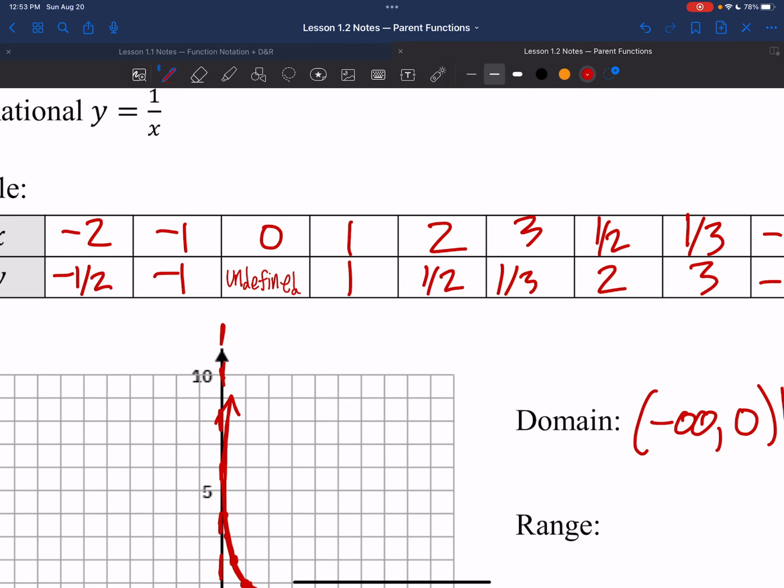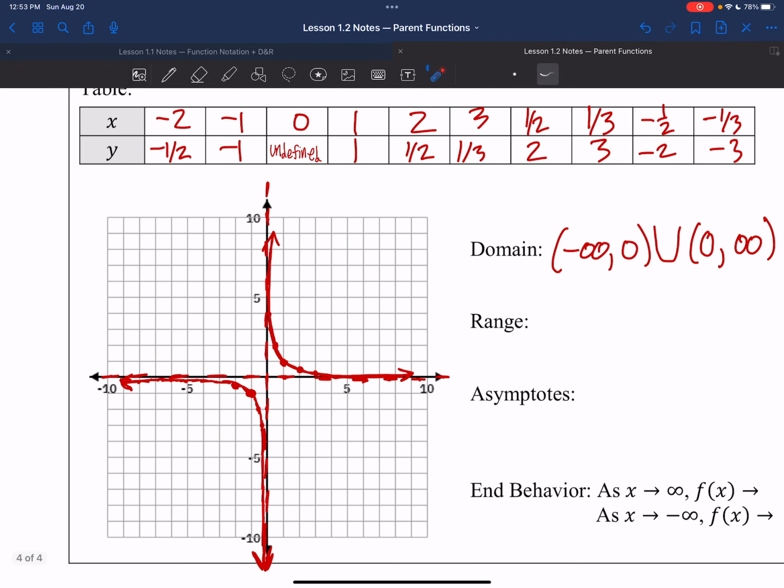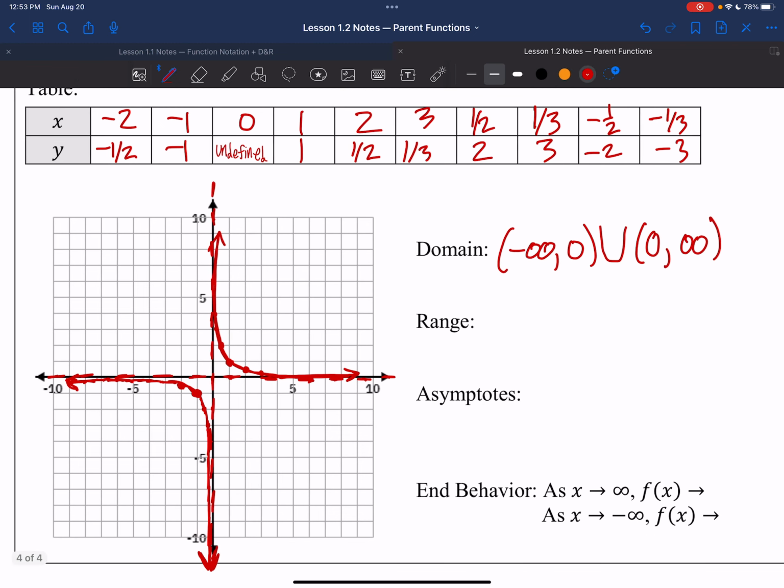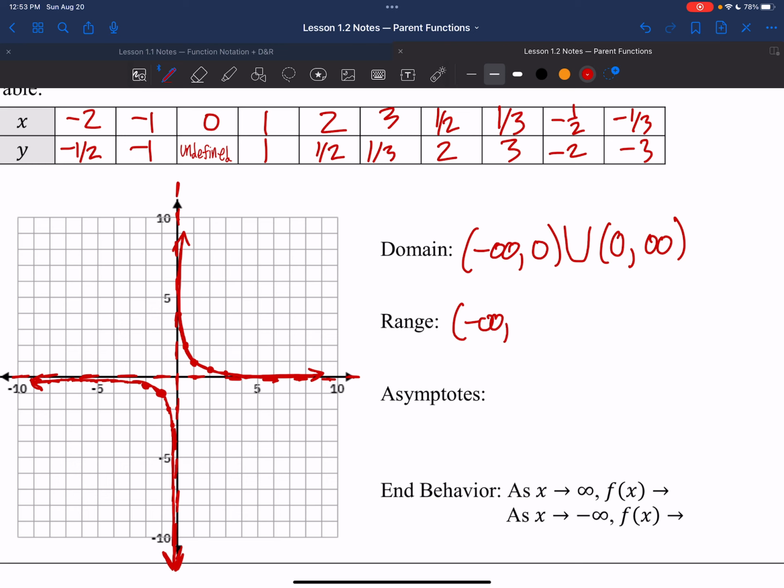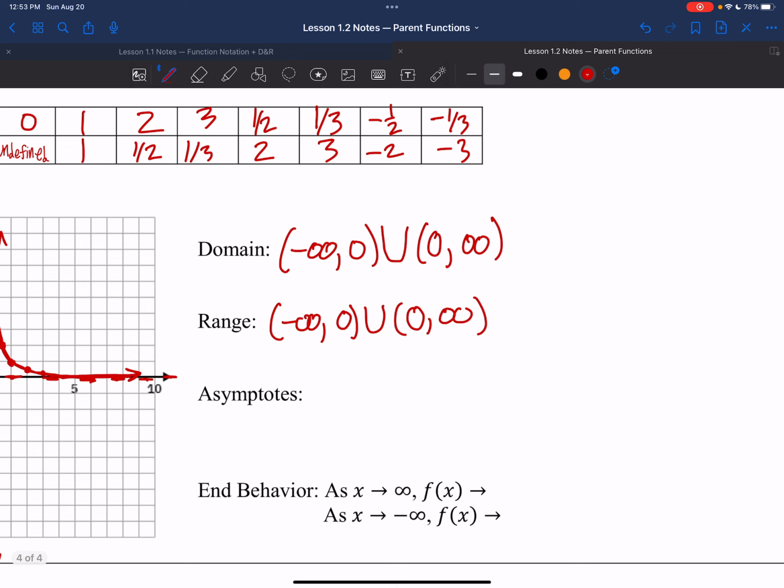The range is actually the exact same story. If you look at the range all the way down here, there's negative infinity up to 0 and then up to infinity. So the domain and range are actually both the same. It's from negative infinity to 0, union 0 to infinity. Okay? And that's it. So for asymptotes, we actually have 2. We have a horizontal asymptote at y equals 0, and you have a vertical asymptote at x equals 0. There's 2.